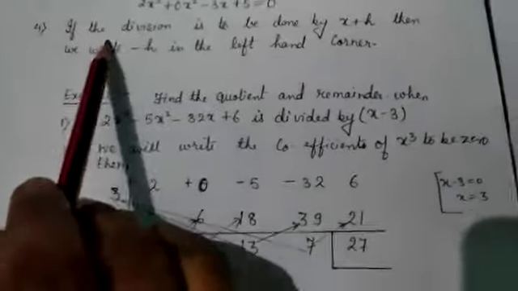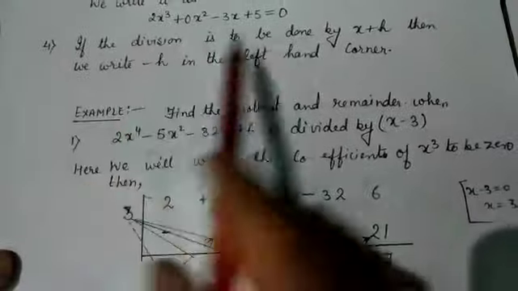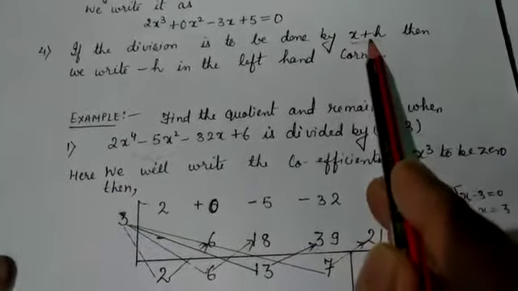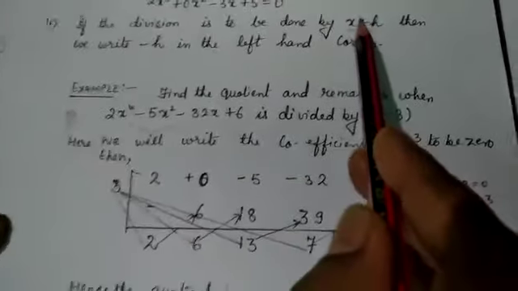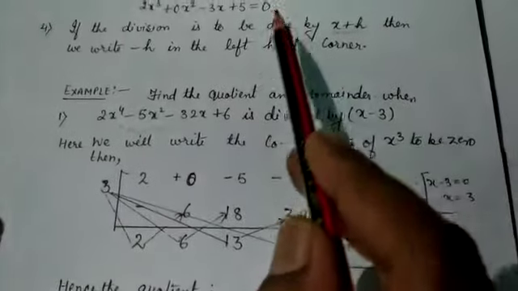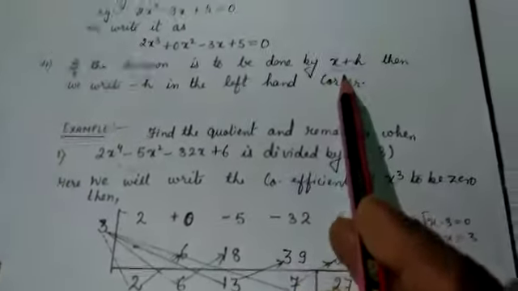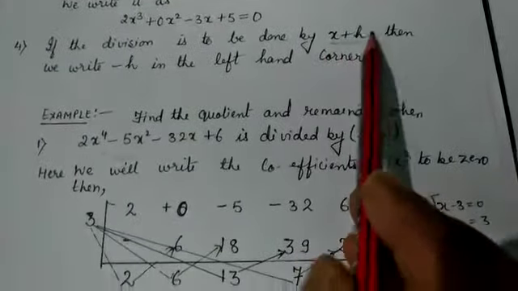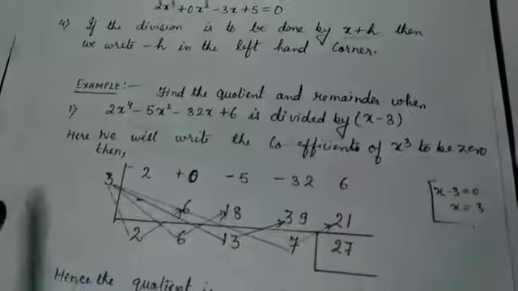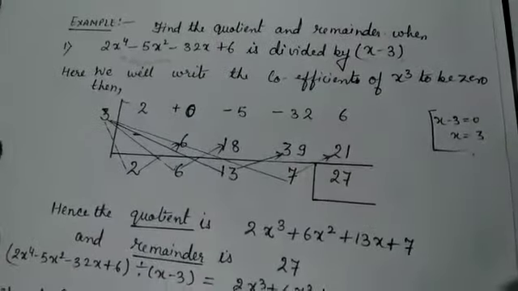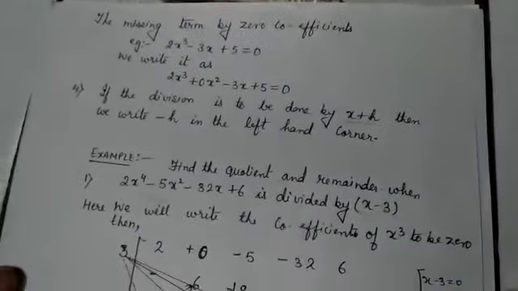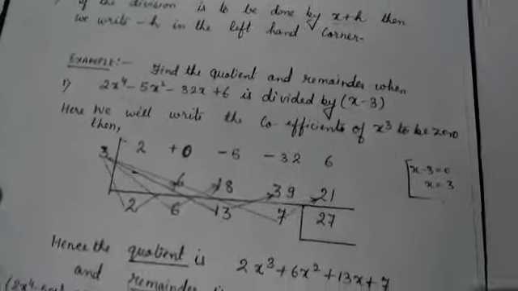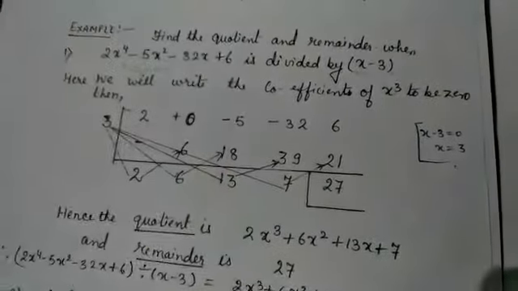Next point is, if the division is to be done by x plus h. Till now we were talking about x minus h, and if x minus h was there, on the left corner we have written h. Here, if the division is to be done by x plus h, then we write minus h in the left hand corner. So these are the few points which we have to remember before doing synthetic division. Now it will be more clear with this example.